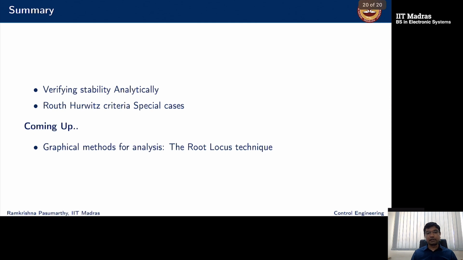In the upcoming lecture, we will look at not analytical techniques, but some more graphical techniques. Again, these were things from when computers were not freely available or not powerful enough. How did people solve problems in those pre-computer eras? And this will also give us a lot of insights into design. So that will be called root locus techniques. That is coming up in the next lecture.